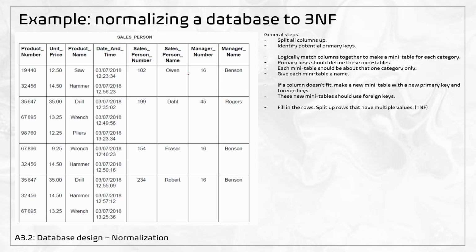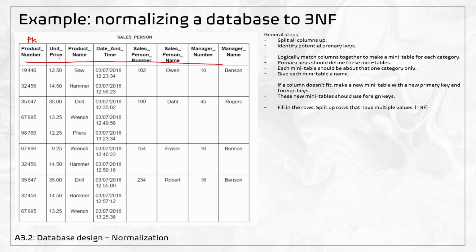Here, we have a table called salesperson, and it's got these 8 different columns. So the first step is to split the columns up, meaning just looking at each column individually. Now with these columns, we want to identify potential primary keys, meaning let's just look at each column and see if it could be a primary key or not. So starting with product number, it could be a primary key because each product would have a different product number. Let's just put a PK here to indicate that.